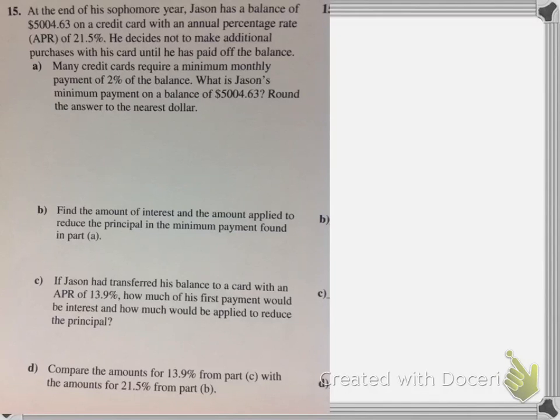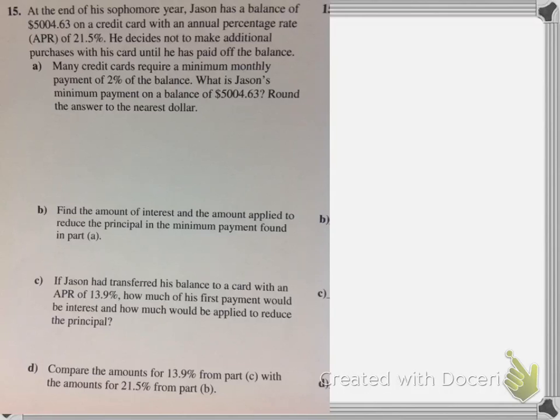Now let's look at this situation. At the end of his sophomore year, Jason has a balance of $5,004.63 on a credit card with an annual percentage rate of 21.5%. He decides not to make additional purchases with his card until he has paid off the balance. Many credit cards require a minimum monthly payment of 2% of the balance. What is Jason's minimum payment on a balance of $5,004.63? Round the answer to the nearest dollar.